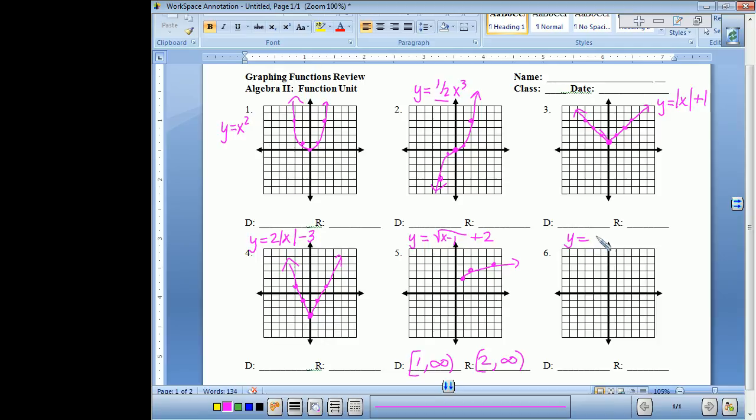Okay, number 6 is another absolute value, but this time it has a vertical compression component to it. So if we go left 2 and down 4, that's where we'll start this one. Left 2, down 4. And instead of going over 1 up 1, we go up a half. Instead of 2, 4, we go 2, 1. And this makes a much wider absolute value. That causes that vertical compression.